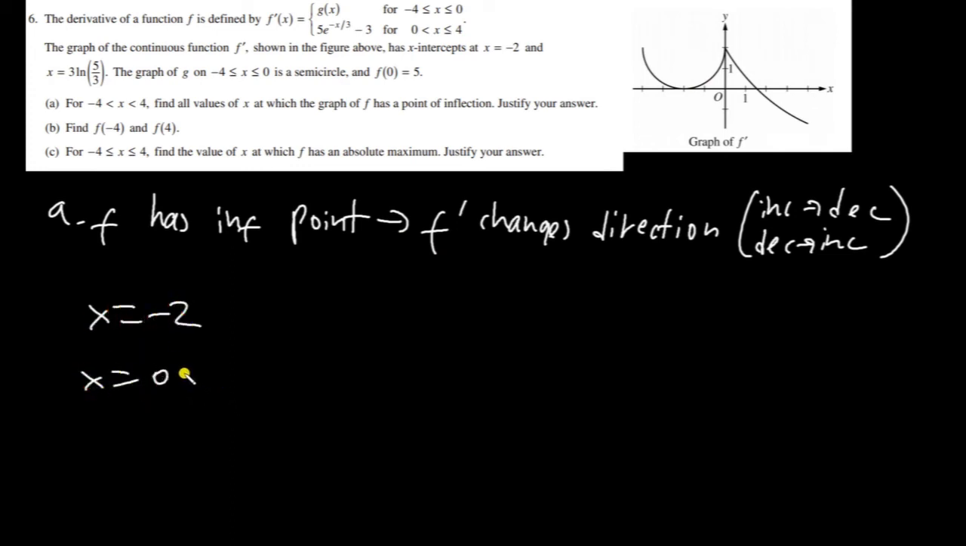For your justification, you're going to say at x equals -2, f prime switches from decreasing to increasing, and at x equals 0, it switches from increasing to decreasing. And as we've shown here, when f prime switches direction, f has an inflection point. So these are the 2 x values where f has an inflection point. This was a 2-point question, 1 point for the answer, 1 point for the justification.